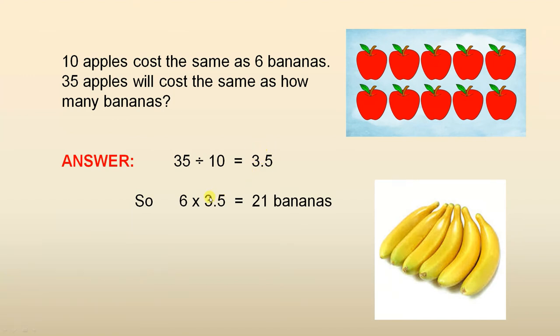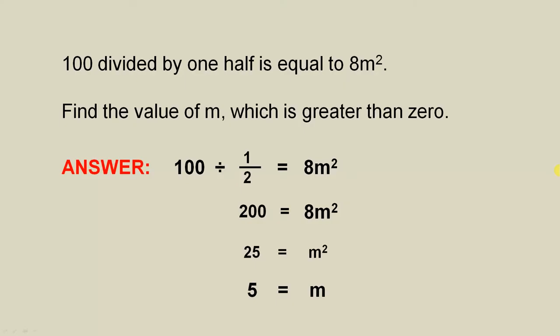So that means 6 times 3.5, that's 21 bananas. So basically 35 apples will cost the same as 21 bananas. Next one.